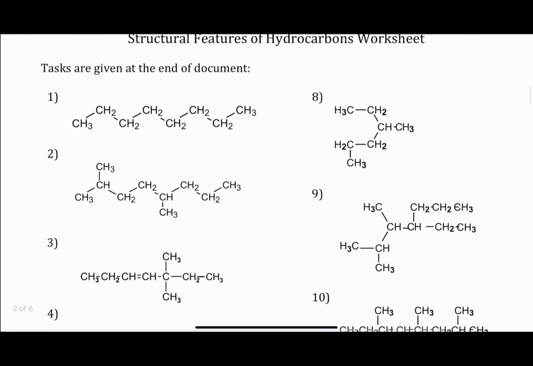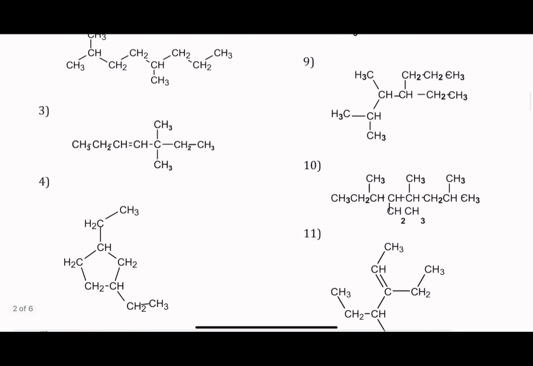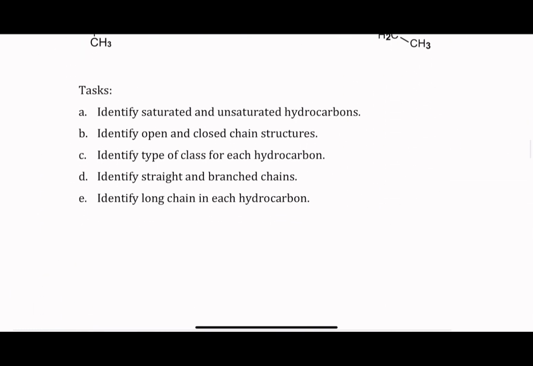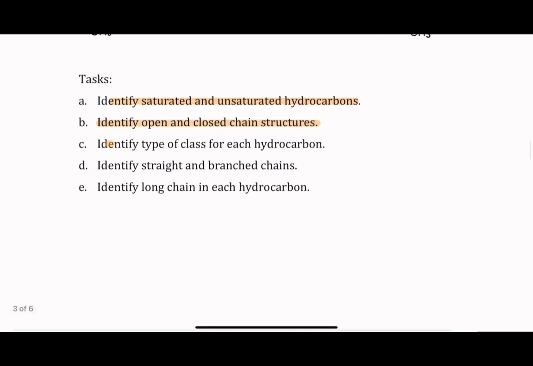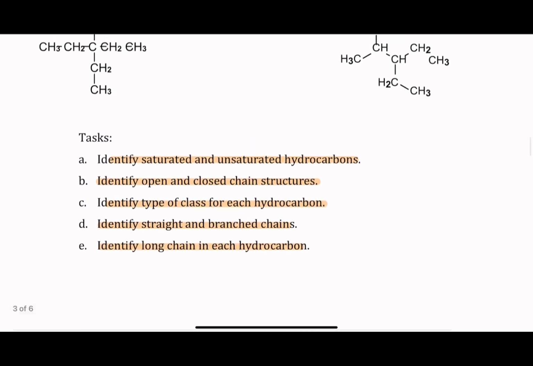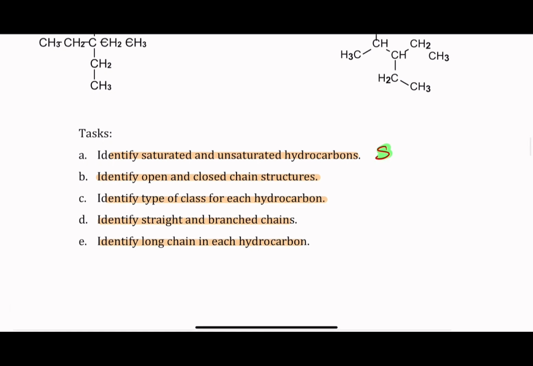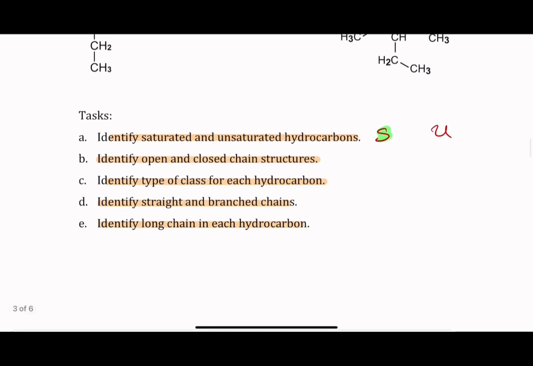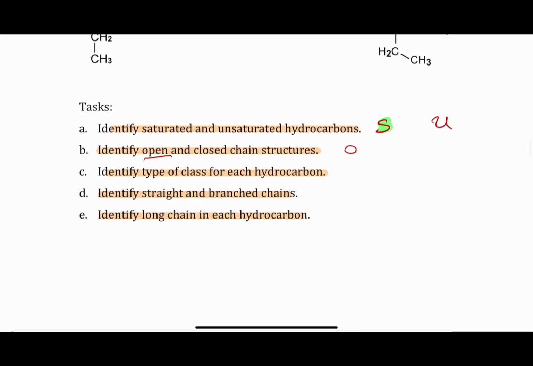Okay, now I'm moving on to the second worksheet. Now I have all of these compounds, and the tasks are given below. It's telling us to identify saturated and unsaturated, identify open and closed chain, identify the type of class for each hydrocarbon, identify straight and branched chains, and identify the longest chain in each hydrocarbon. So we're going to mark saturated as S, unsaturated as U, open as O, and closed as C.